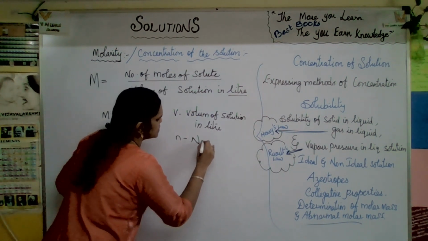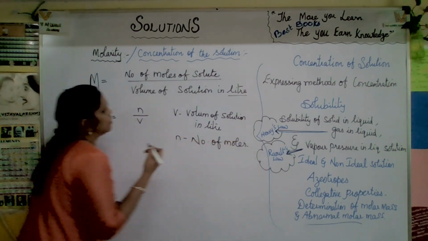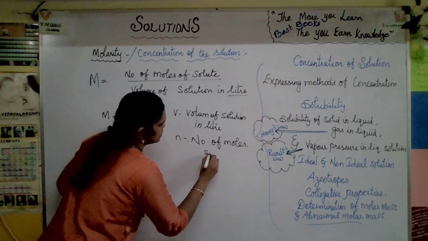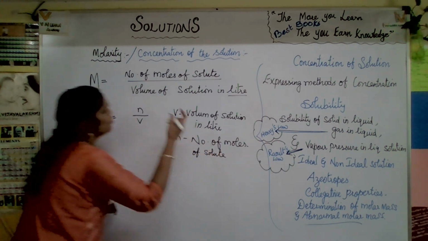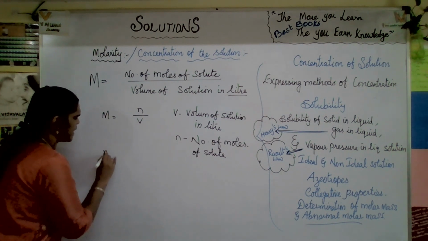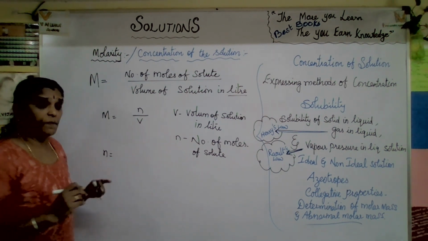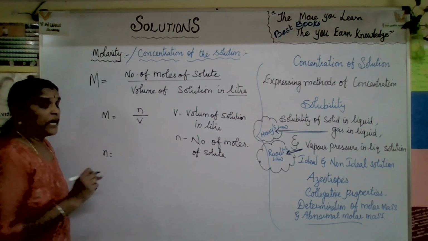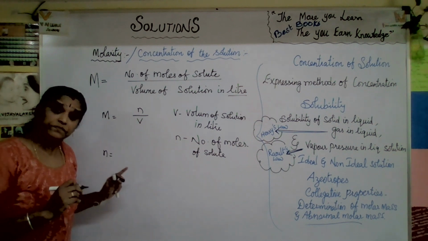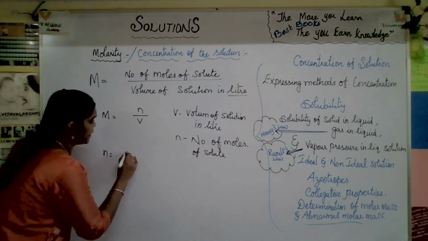Now n is what? Number of moles of solute. Now, number of moles, how to identify? See, small n, not capital N. Capital N is normality, that is another partner available. So small n is what? Number of moles. So, number of moles, how to identify?